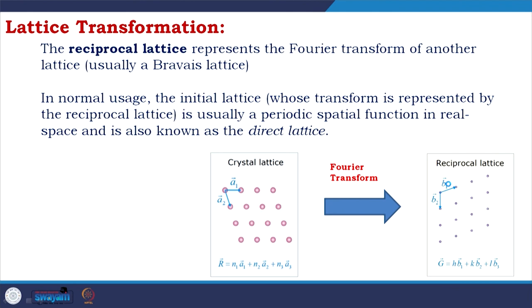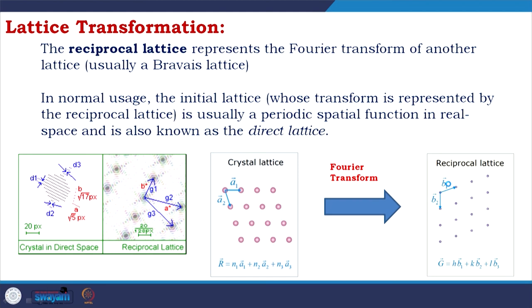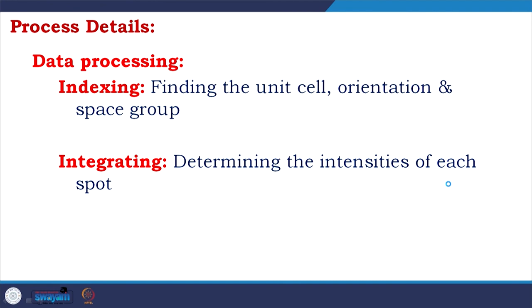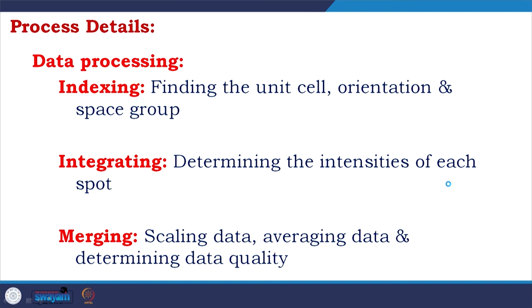And you will see the pictorial representation for a crystal in direct space and a crystal in reciprocal space. So, that difference is clear here, and our data actually connect, as we have shown in different aspects. We are getting data from direct and some from reciprocal lattice measurement. So, the process details in data analysis: the first step is indexing, as I have discussed, finding the unit cell, orientation and space group. Then we have to integrate the data, determining the intensities of each spot. And then we have to do merging, which is scaling, averaging and determining the data quality.